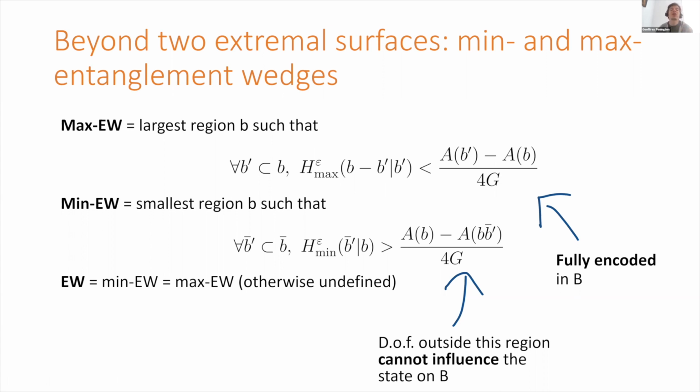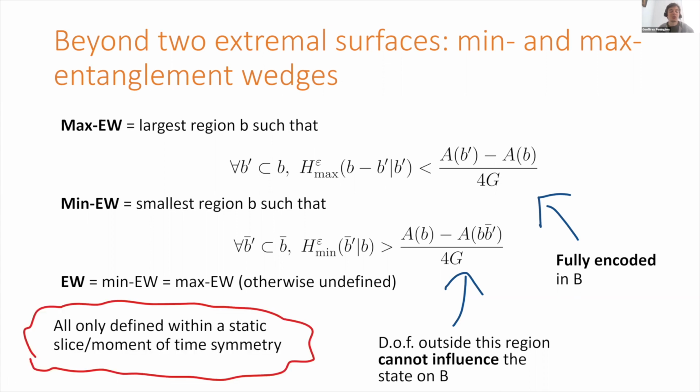Finally, if and only if these two entanglement wedges are equal to one another, then we call that the entanglement wedge. Otherwise we just say that there isn't a uniquely defined entanglement wedge. This is a change of the definition of the entanglement wedge, but I think it's the right one. Of course, at the moment, it's only defined within a static slice. There's very preliminary work with Chris, Liz Waldenheim, a student at Berkeley, and Adam Levine here, starting to think about how to generalize that, but we still have a very long way to go.